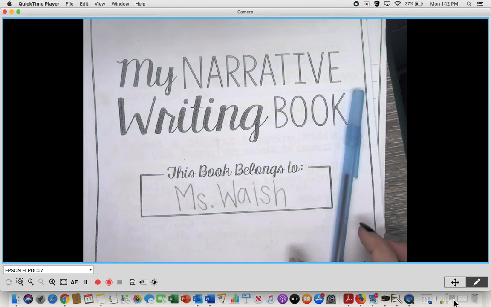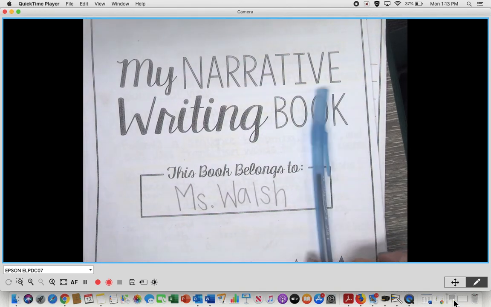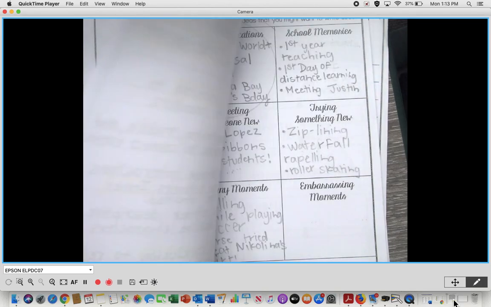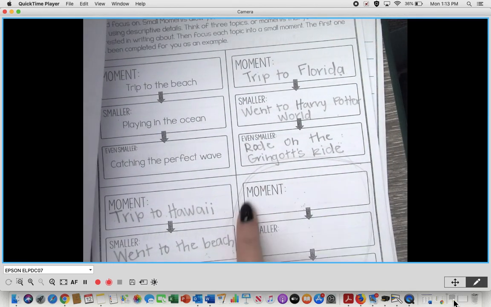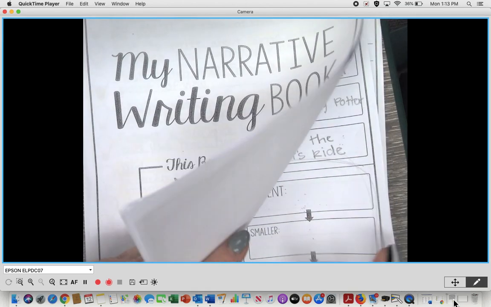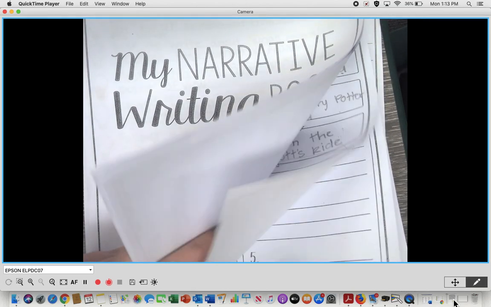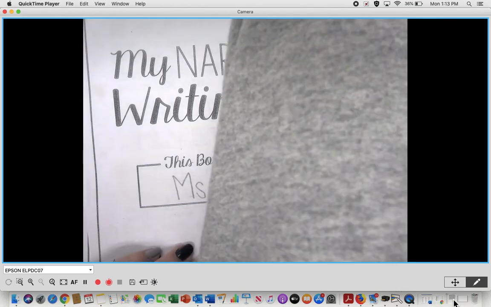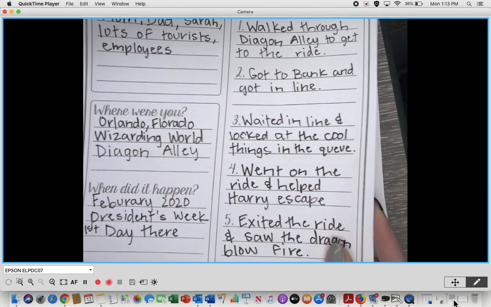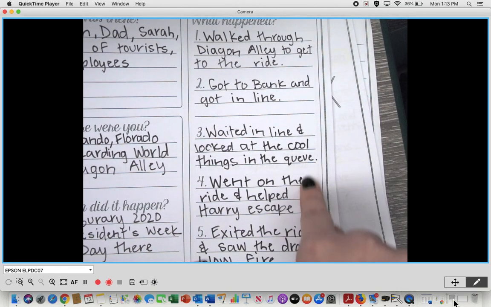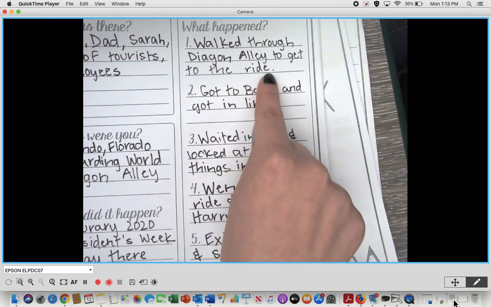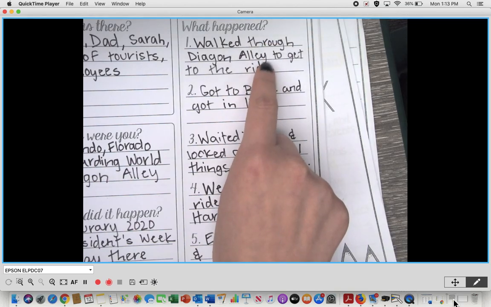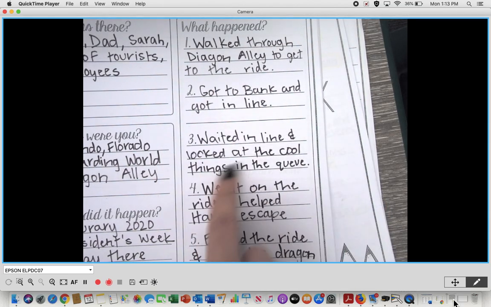All right, as we're going through our lesson 11, I want you to go back and look at your moments, making sure that they're the smallest you can make them. Look back at our lesson 4, brainstorm. This what happened section is going to be super duper important because this is what our paragraphs are going to be about.